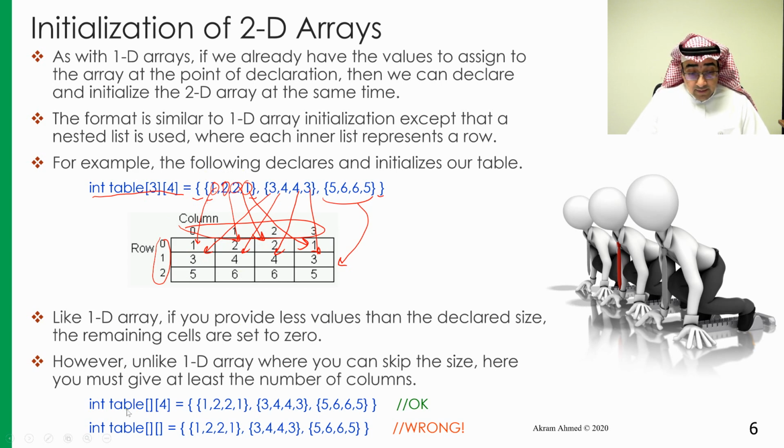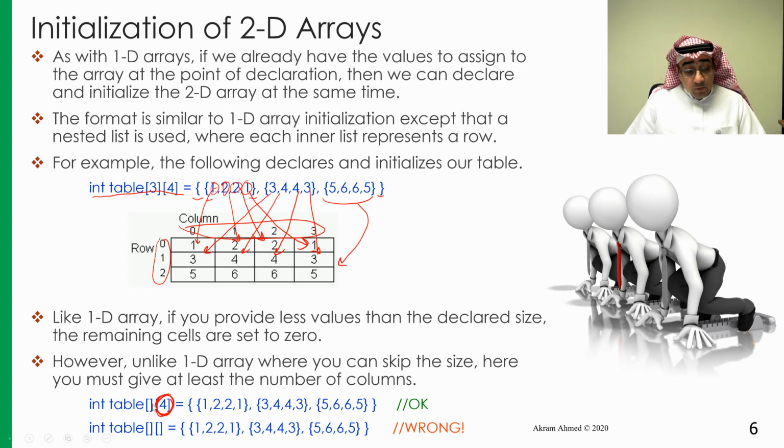So you can also declare int table and not specify the first dimension of the array, but you have to specify the second dimension of the array. So as a rule, whenever you're working with a 2-dimensional array, the second dimension is always specified. No matter what you do in C, the second dimension has to be always specified. The first dimension, you have the right to leave out, okay?